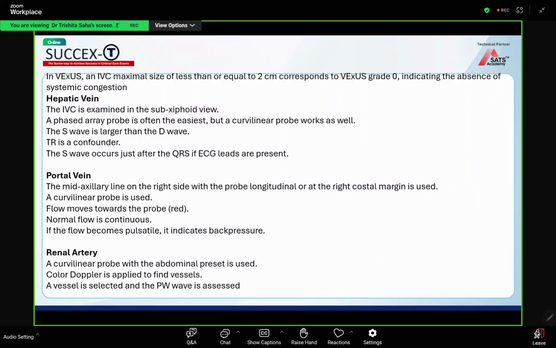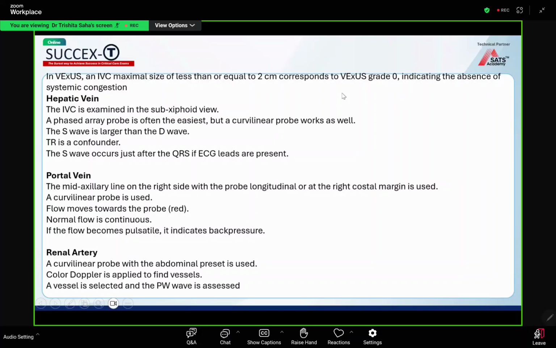In VEXUS, an IVC maximal diameter of less than 2 centimeters corresponds to VEXUS grade 0. But the study was basically done by Philippe Rola in the Western population. So their cutoff was 2.